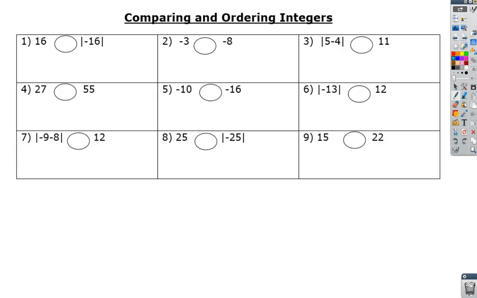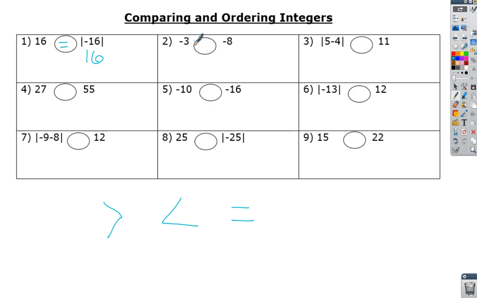Okay, now we're going to talk about comparing integers. We will be using the greater than, less than, or equal to sign. If you have an absolute value in any of these problems, you need to solve for the absolute value first and then decide your signs. So we have 16 and the absolute value of negative 16. So the absolute value of negative 16 is just 16. So we have 16 and 16, and those are equal to.